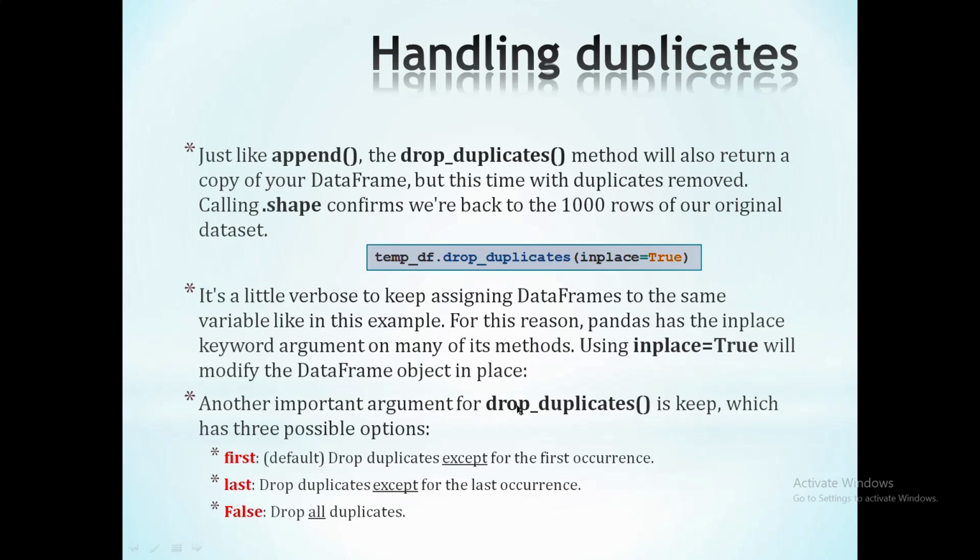Another important argument for drop duplicates is keep, which has three possible options. The first one is first, that is drop duplicates except for the first occurrence. Then last, drop duplicates except for the last occurrence. False, drop all duplicates. These are all the options which are available in the drop duplicates function.